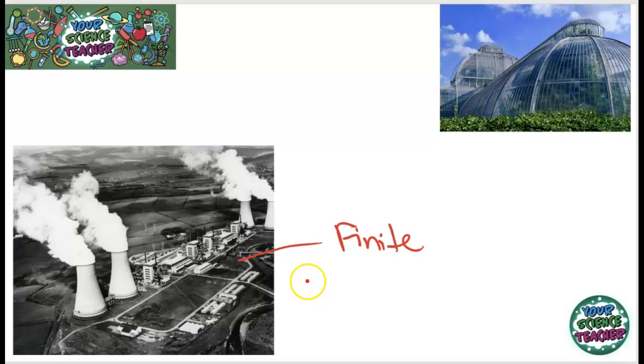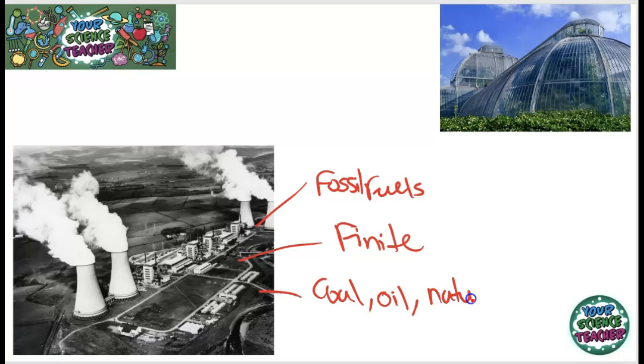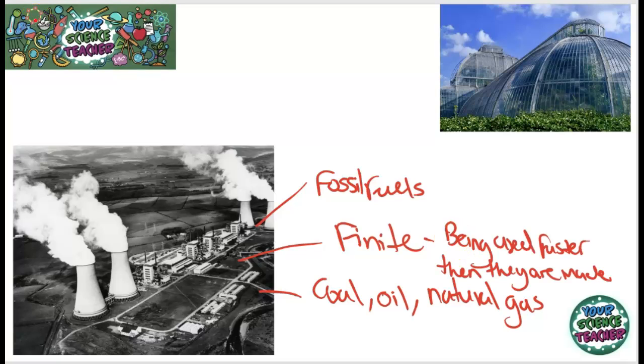The main finite resources, sometimes called fossil fuels because they were made over millions of years ago, are coal, oil, and natural gas. They're called finite resources because they are being used at a quicker rate than they are being replenished. Because they are finite, this is causing a massive energy problem because we only have hundreds of years left of these fuel sources.